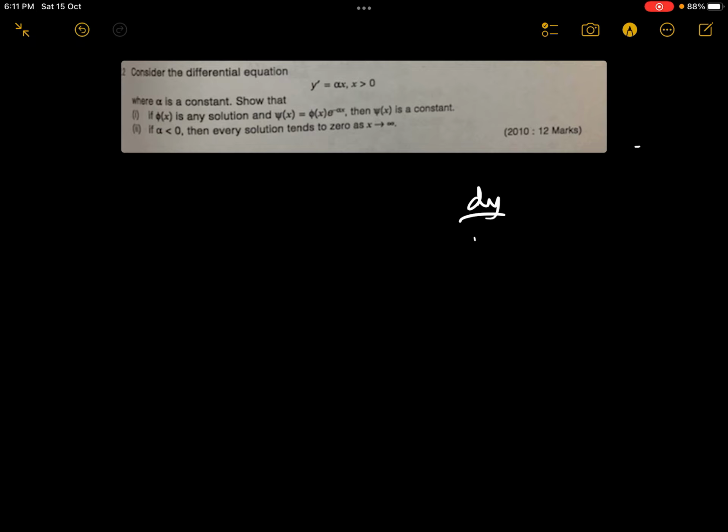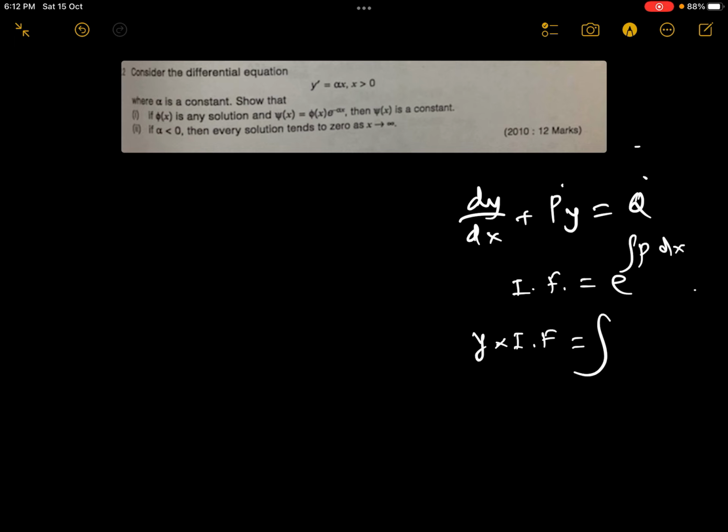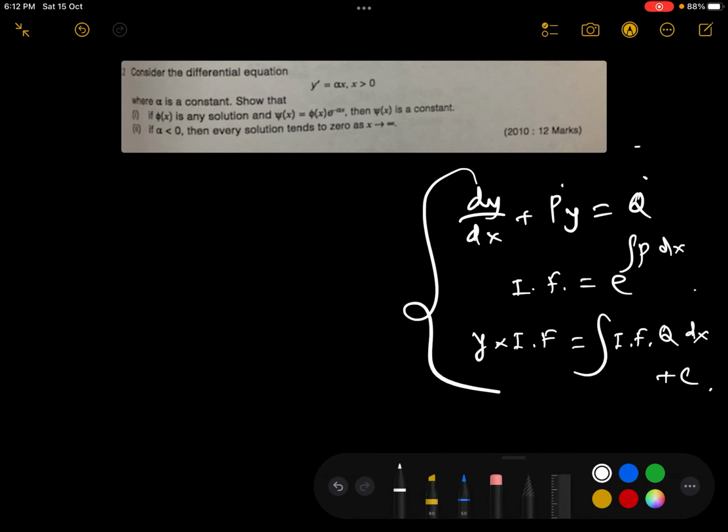dy by dx plus py equal to q. Here p and q are functions of x. How do we get this solution? The integrating factor is e to the power integral p dx, and then the solution y would be equal to y into I.F. is equal to integral of integrating factor times q dx plus c. This is how we solve linear differential equations. We are going to use this same thing here.